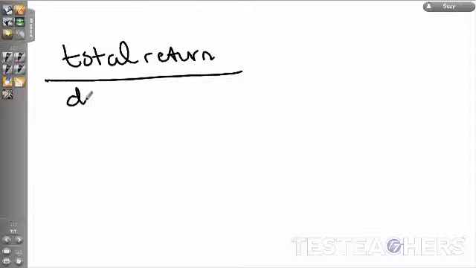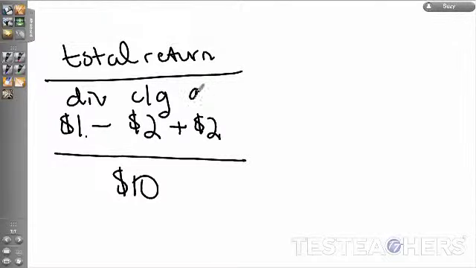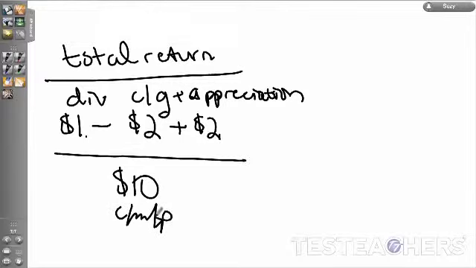let's say that the dividends were $1, capital gains were $2, and let's say the current market price is 10, but a year ago it was 8. Okay, so this is appreciation. So the current market price is 10, but a year ago it was only 8. So we've got 5 divided by 10, ooh, total return of 50%.